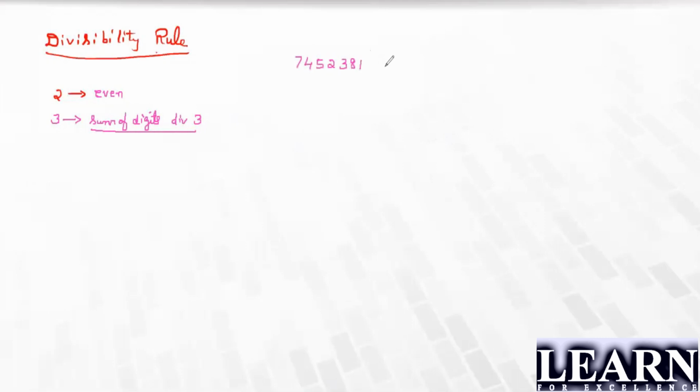Is it divisible by 3? Can I say that you guys have done this one? 7 plus 4 is 11. 11 plus 5 is 16. 16 plus 2 is 18. 18 plus 3 is 21. 21 plus 8 is 29. Plus 1 gives 30. Yes, 30 is divisible by 3. That's why you have taken it as divisible by 3. Yes or no?